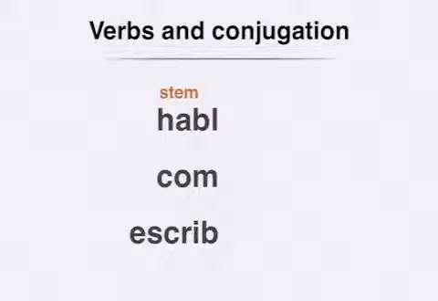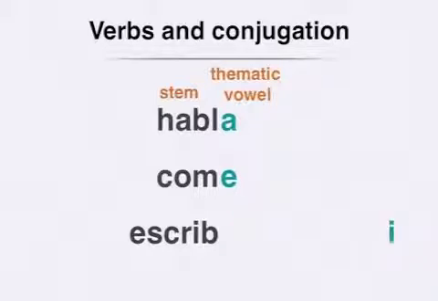Verbs are divided into three main categories, depending on what is known as the thematic vowel, either A, E, or I. Each of these thematic vowel categories has a different, though similar set of verb endings that tell person, number, tense, and so on.